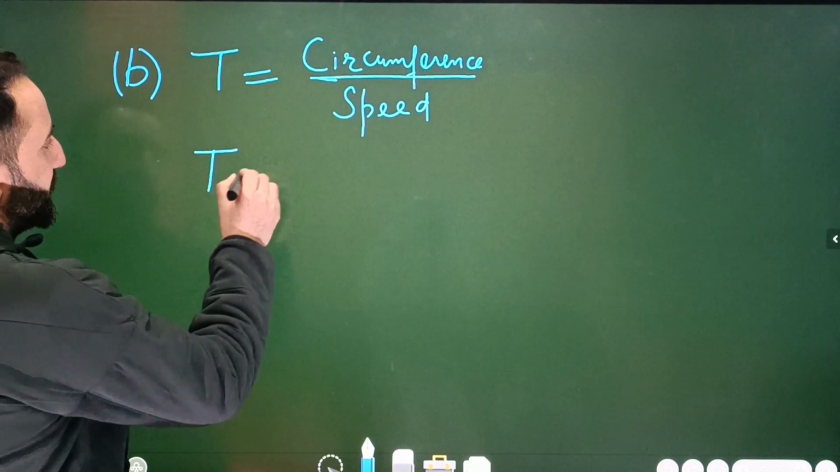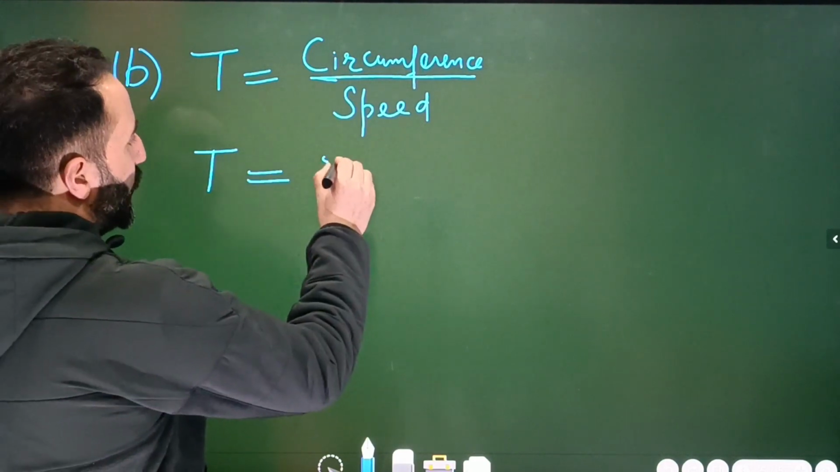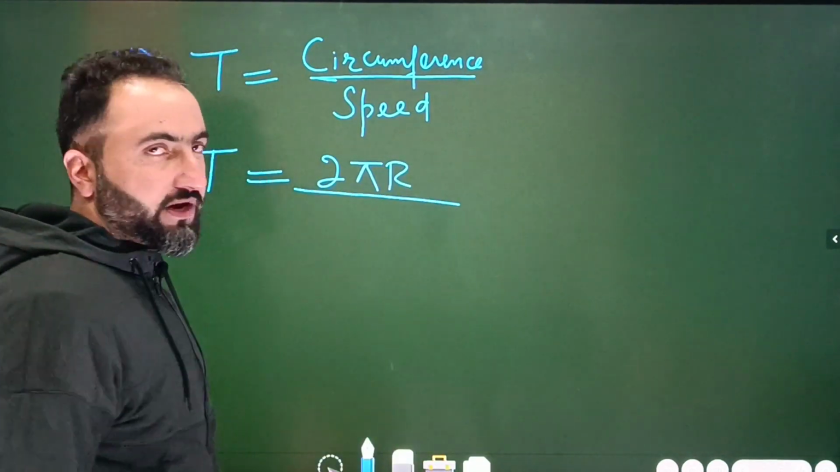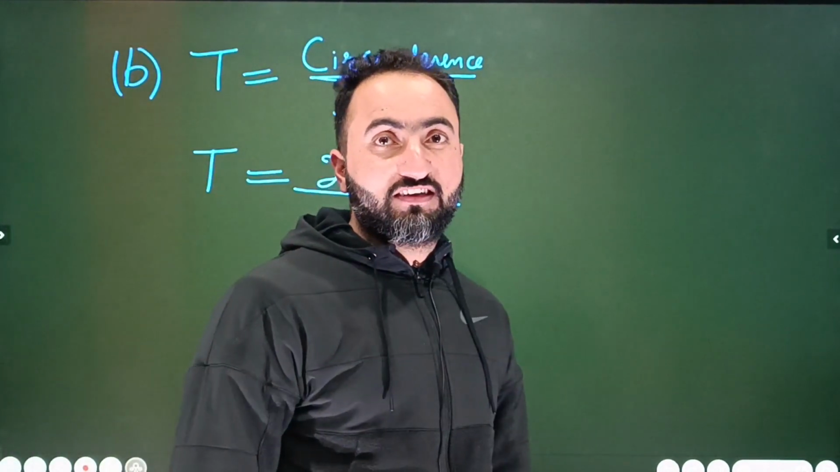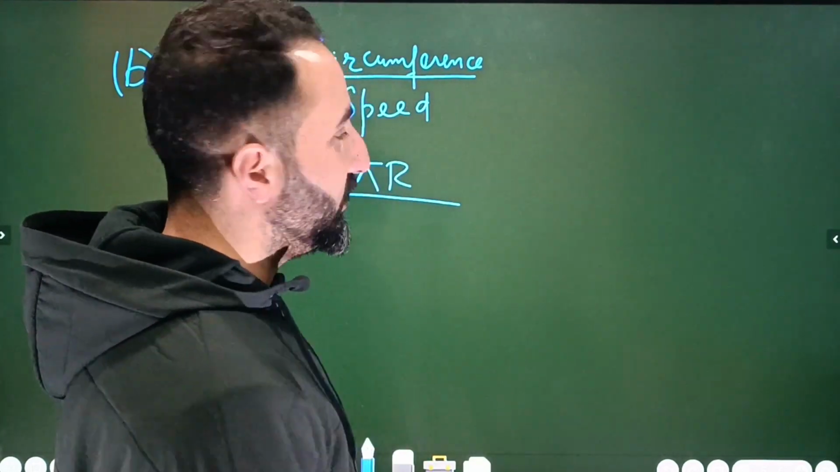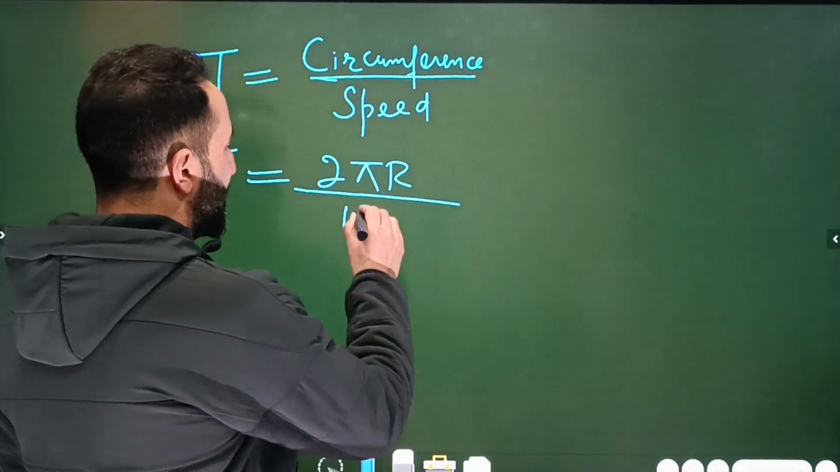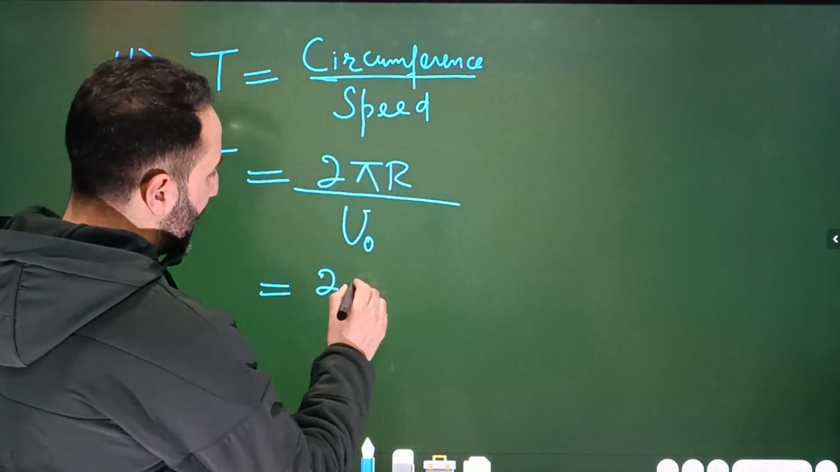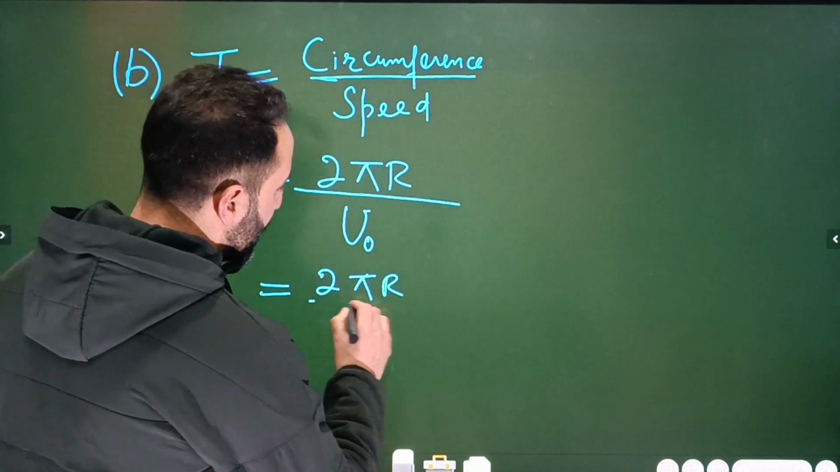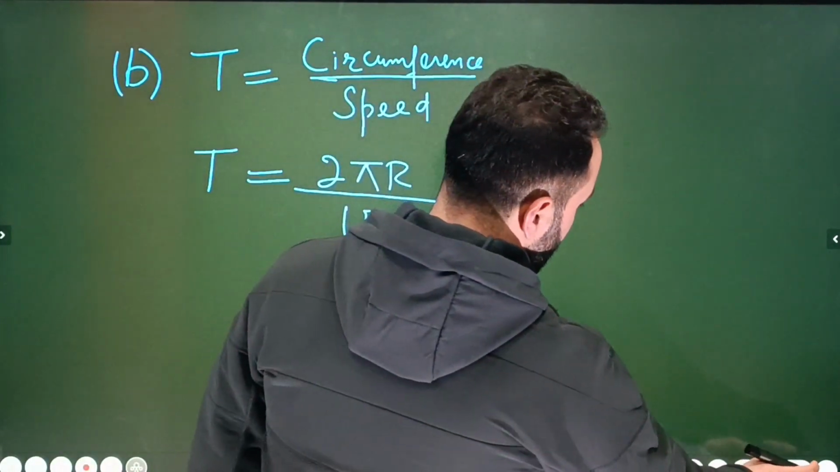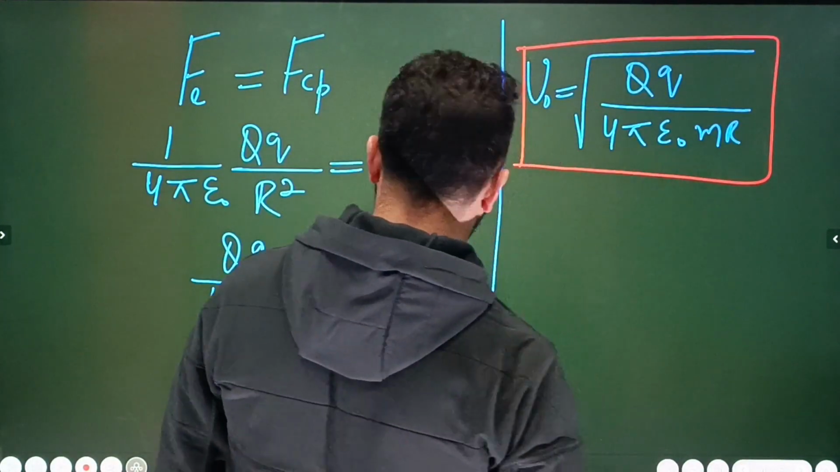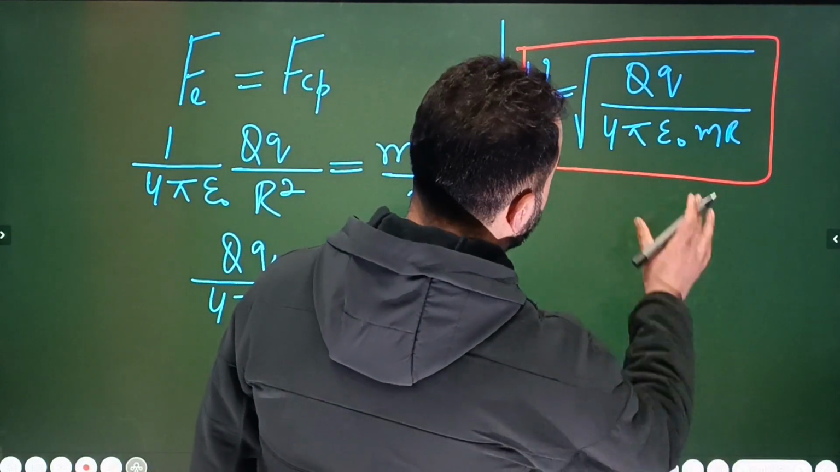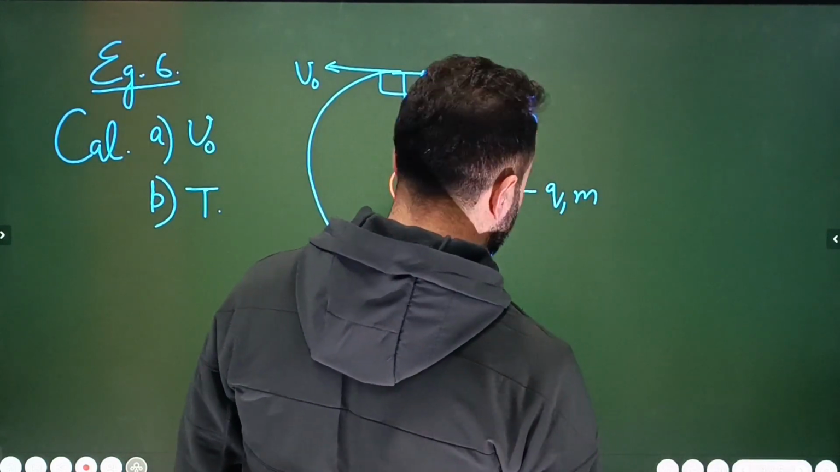Now what will the time period be equal to? What is the circumference equal to? Obviously you all know it, 2 pi r. If you don't know it, then go back to class 6. So circumference is simply 2 pi r. Speed is the orbital velocity V naught, and we have already calculated that. So time period is 2 pi r divided by the orbital velocity. What is the orbital velocity equal to? Capital Q small q divided by 4 pi epsilon naught m r. I am going to substitute this equation here.